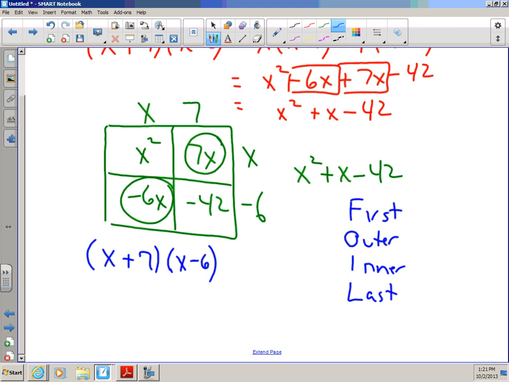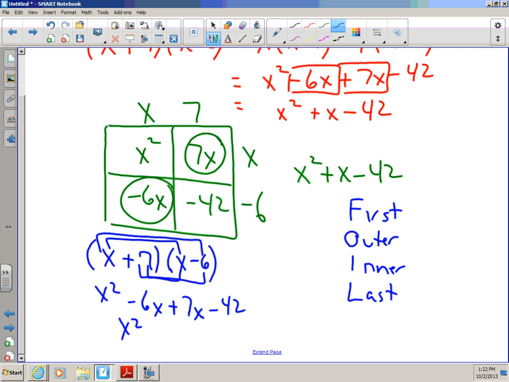So what are my first terms? X times X. What are my outer terms? X and the negative 6. What are my inner terms? 7 and X. And my last terms, 7 and negative 6. Obviously, we keep getting down to the same answer, which we should be, but you can use whichever of the 3 methods you are comfortable with.